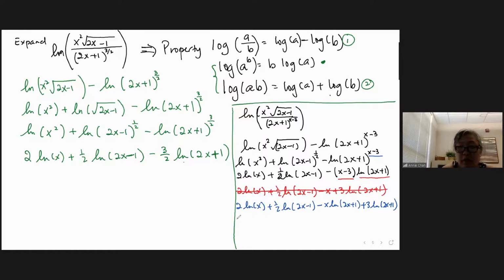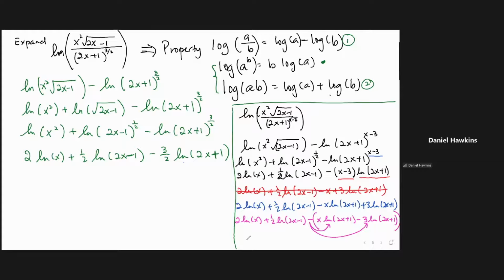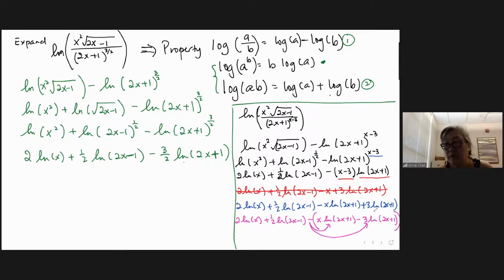Shocking pink. 2 natural log of x plus 1/2 natural log of 2x minus 1 minus, I don't know what to do with this, right? Group the whole thing together. All right, so you have x natural log of 2x plus 1 minus 3 natural log of 2x plus 1, okay? Like that. Then now you can open up your parentheses when you distribute this negative sign to each one. Okay? Yeah. When in doubt, parentheses is your good friend.